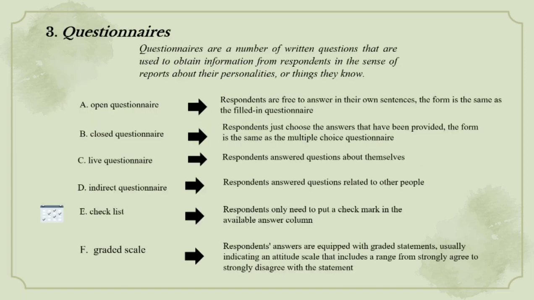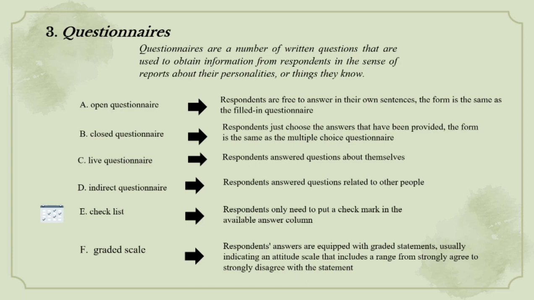Okay, next is questionnaire. Questionnaires are a number of written questions that are used to obtain information from respondents in the sense of reports about their personality or things they know. And questionnaires have several kinds. The first, open questionnaire. In an open questionnaire, respondents are free to answer in their own sentences. The form is the same as the fill-in questionnaire. The second is closed questionnaire. Respondents choose the answer that has been provided. The form is the same as the multiple choice questionnaire.